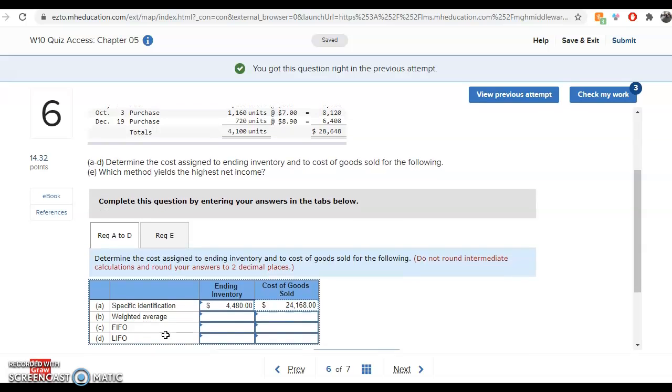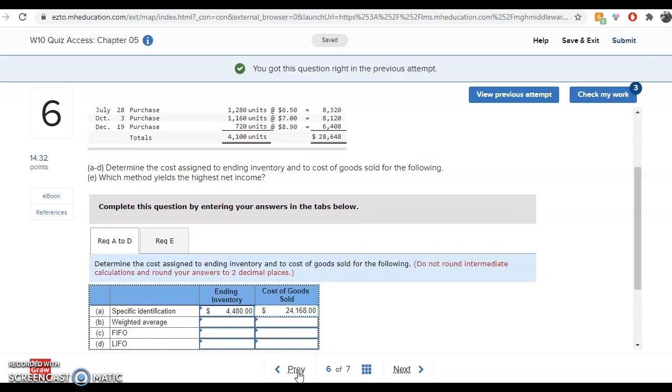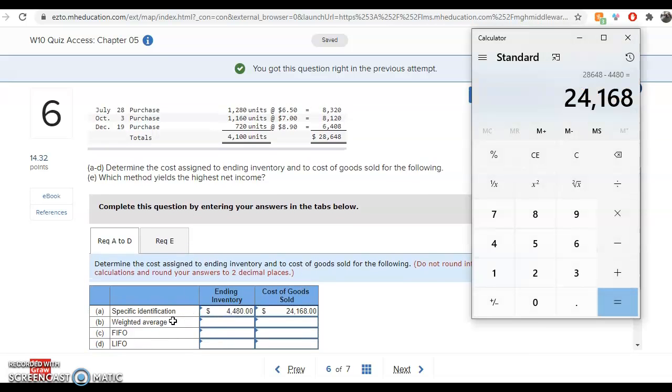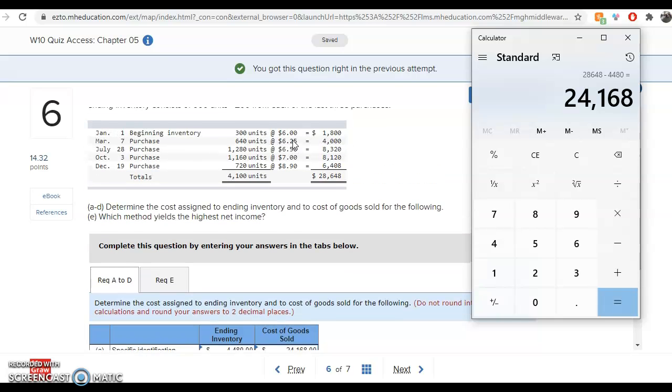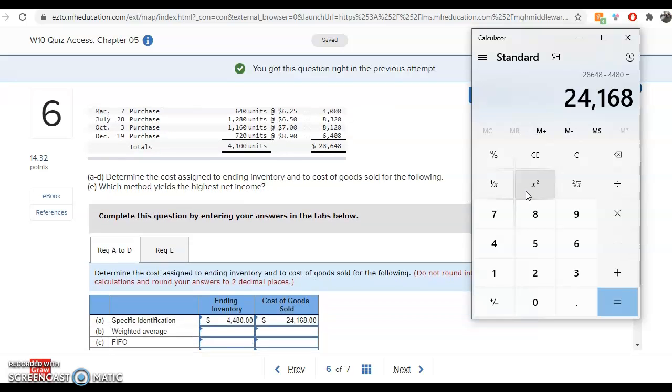For weighted average, that's a little bit different. What we're going to do is calculate how much each of these units costs as a separate unit. So we take all of these units and multiply them by their cost. Luckily, they do the math for us. We add up the totals for both the number of units and the total cost of all the units together, and then we divide the cost by the units.